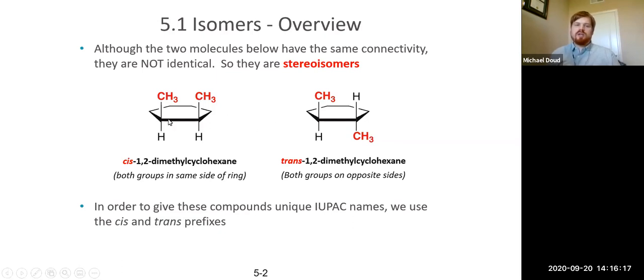As you can see, the bonding arrangement is the same. This carbon is bonded to a methyl group and a hydrogen. This carbon is bonded to a methyl group and a hydrogen. Same thing over here. It's just that one of them is flipped from top to bottom. So because they're on opposite sides, this becomes the trans one here. So in order for us to specify which compound we mean, if the substituents are on opposite sides, that's the trans one. If they're on the same side, that's cis nomenclature.